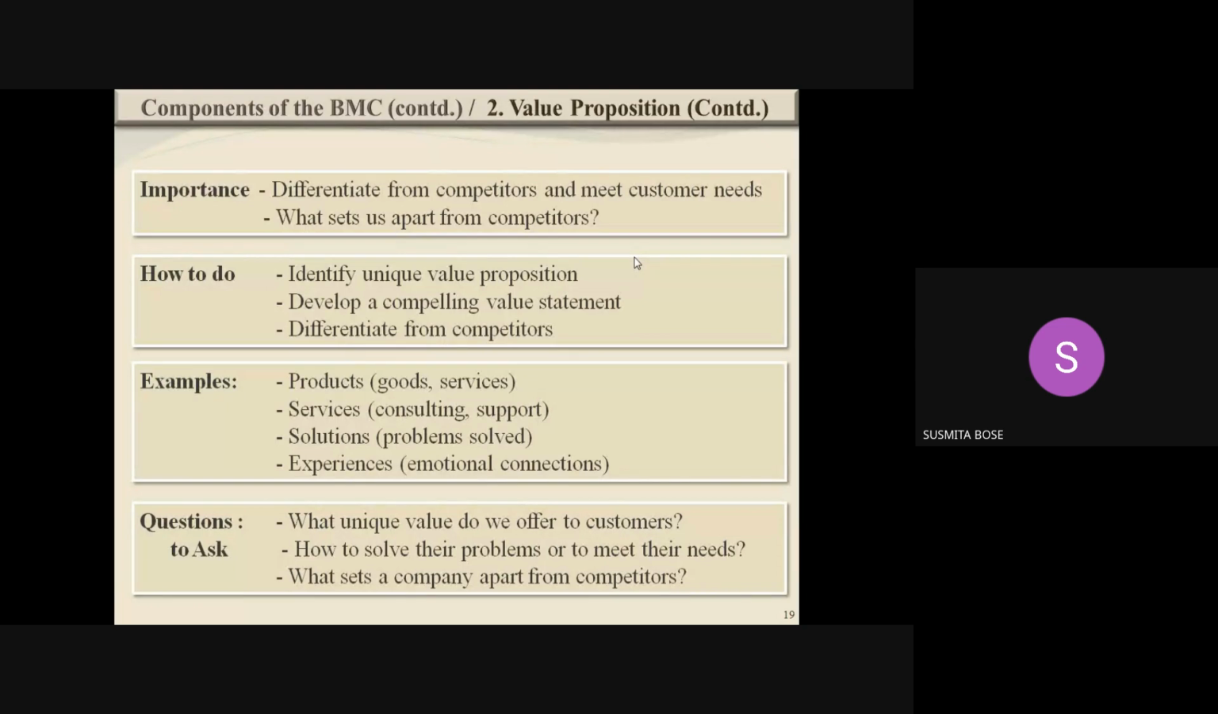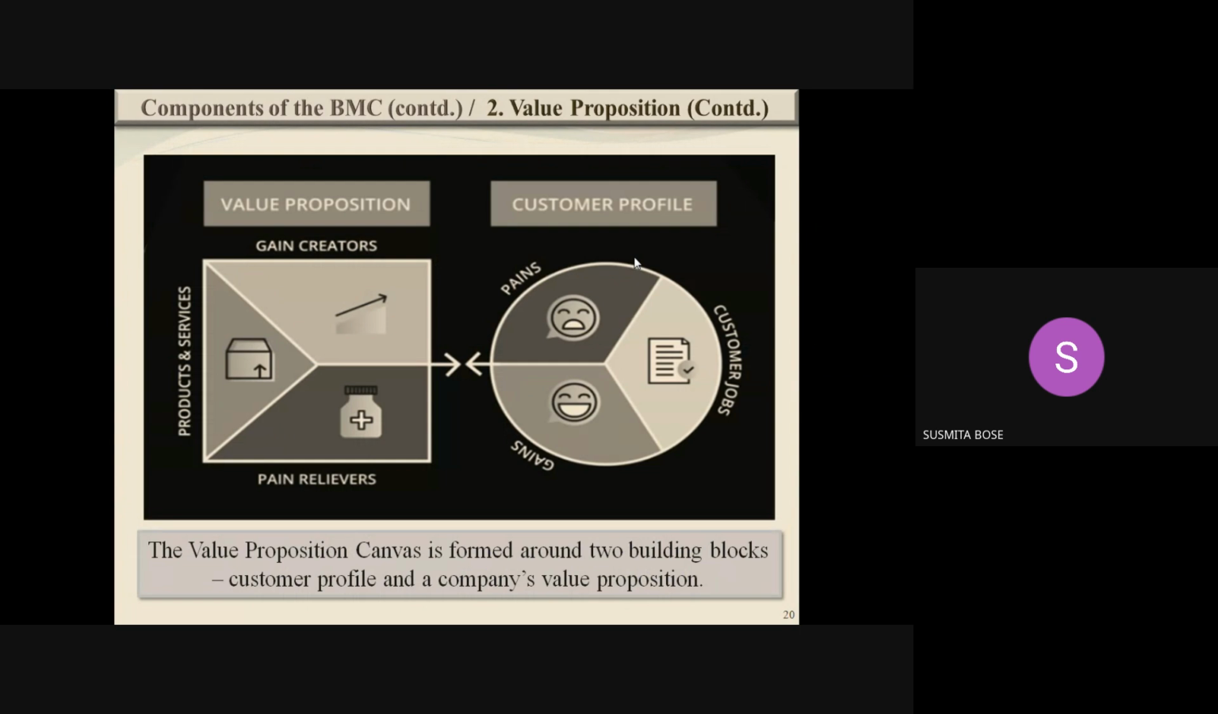If they face some problem, how to solve their problems, or how to meet, like when they are buying my product, they have some needs, they have some requirements, or they have some objectives in their mind, how to meet their needs. What sets a company apart from the competitors or makes them better than the competitors? So this is a value proposition model. It's a customer profile on the right hand side and the value proposition on the left hand side.